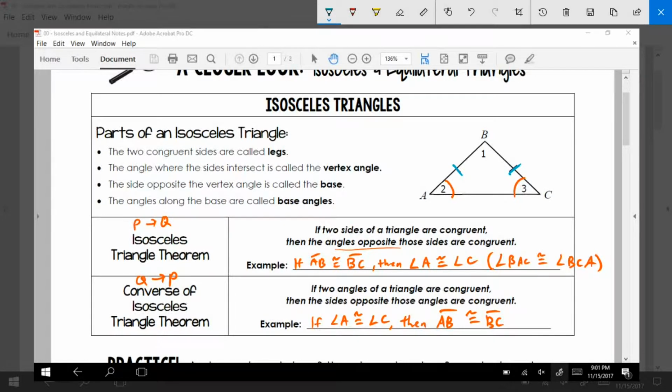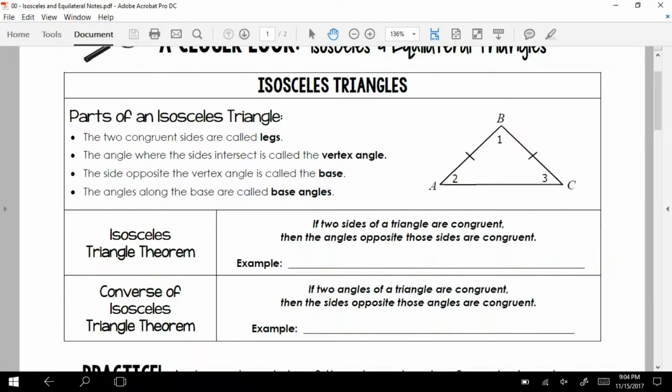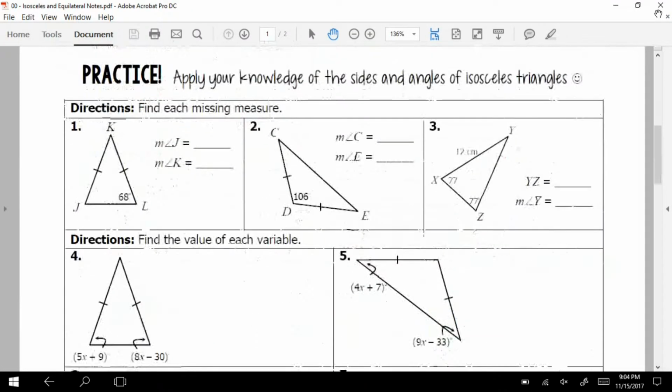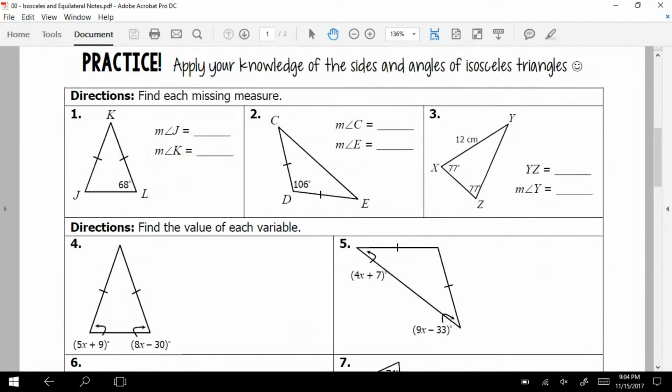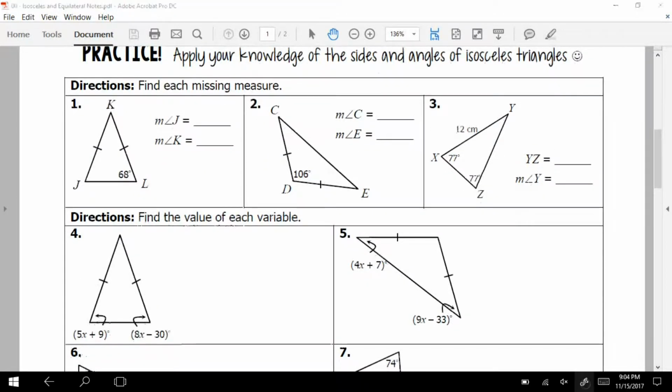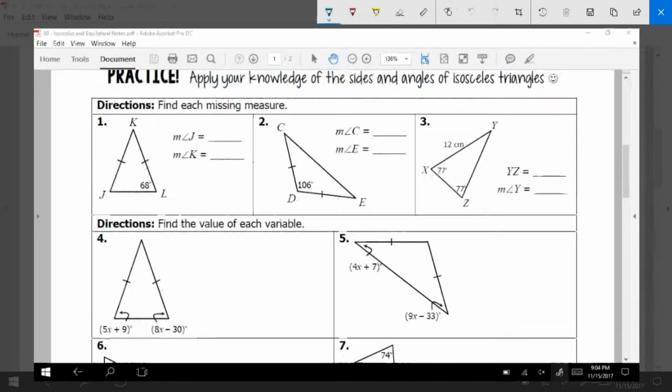All right, so that's all we're going to be knowing about isosceles triangles for now. Let's go and do some practice. Scoot it down. We're going to apply our knowledge of the sides and angles of isosceles triangles to do these examples. So here we go. Number 1, take a look. Find each missing measure. We're only doing this with 1 now.